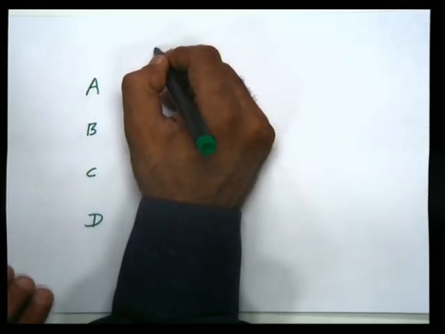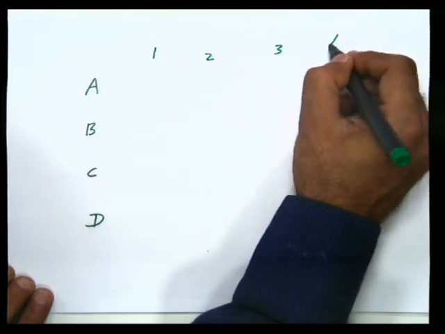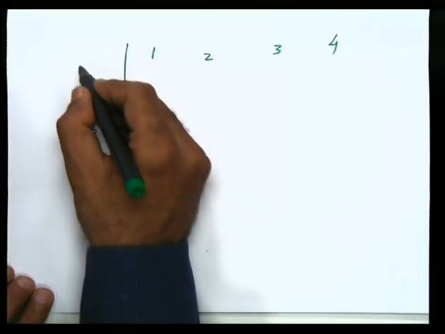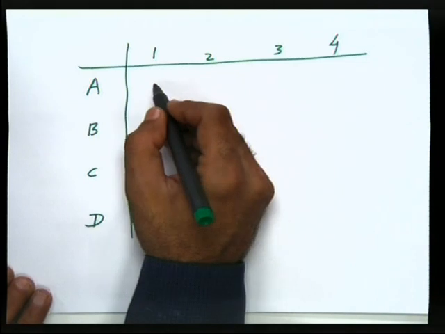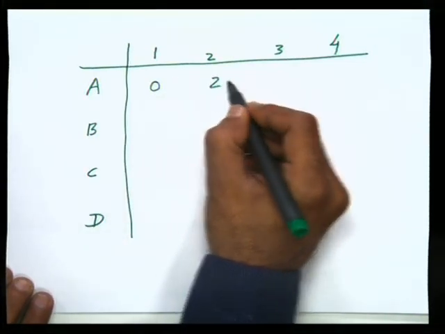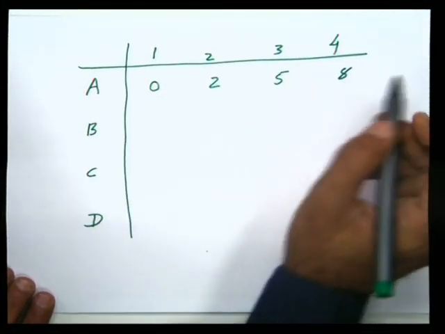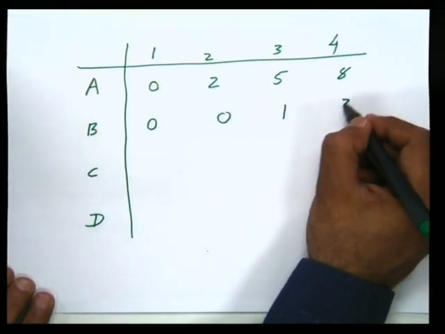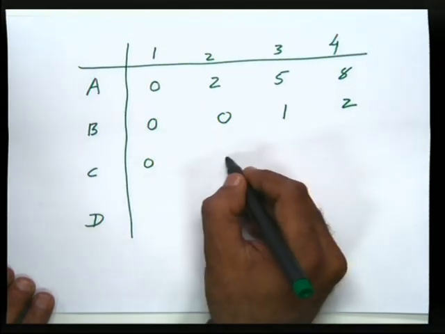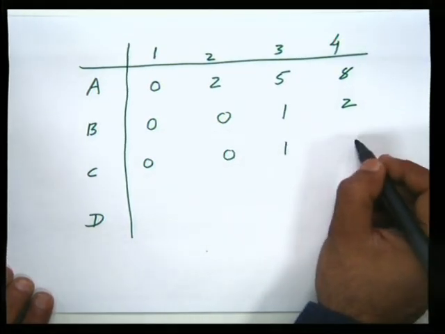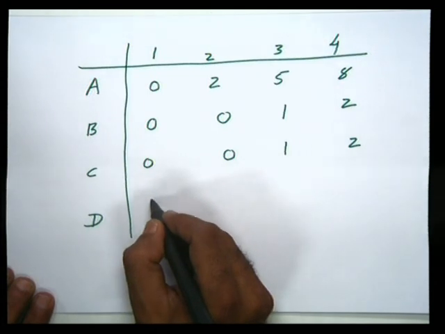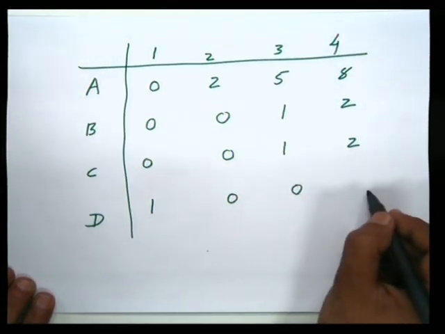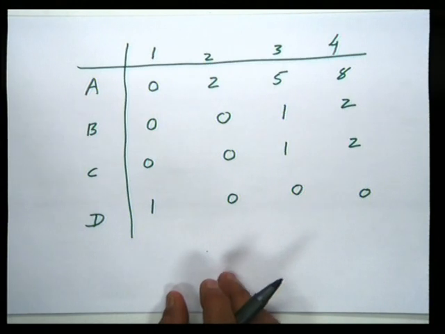It is again A, B, C, D, 1, 2, 3 and 4. The first row is 0, 2, 5, 8. Then the next rows are 0, 0, 0, 0, 1, 2, 2, 0, 0, 0, 0, 1, 1, 2, 2, 1, 1, 0, 0, 0, 0. Again we repeat the procedure.